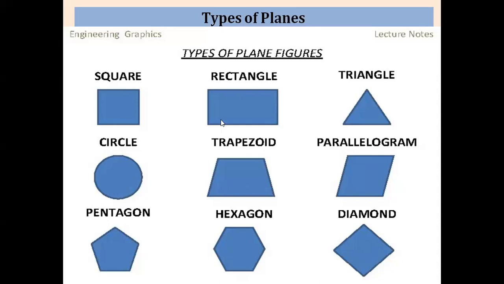These are a few different types. Some are missing here also. So one is square, rectangle, triangle, pentagon, circle, trapezoid, parallelogram, pentagon, hexagon, diamond. What will be the other name of diamond? Just now we have seen. Kite. Okay, kite again. Rhombus. Very good. It is something like a rhombus.